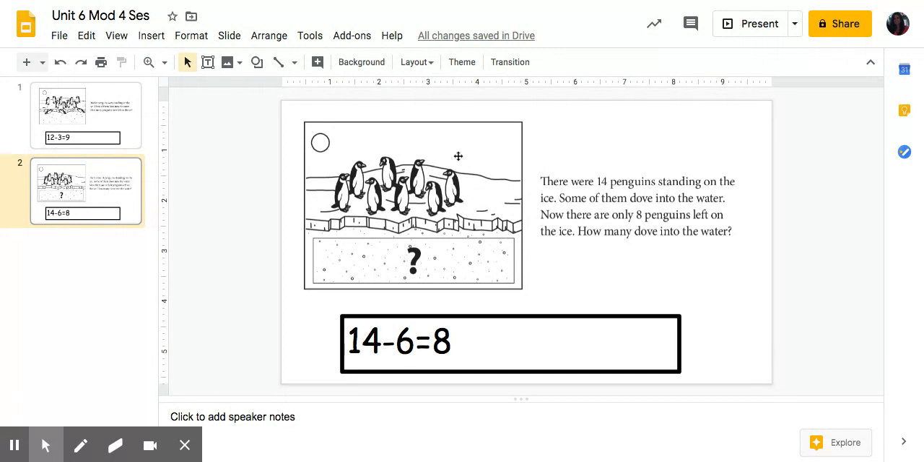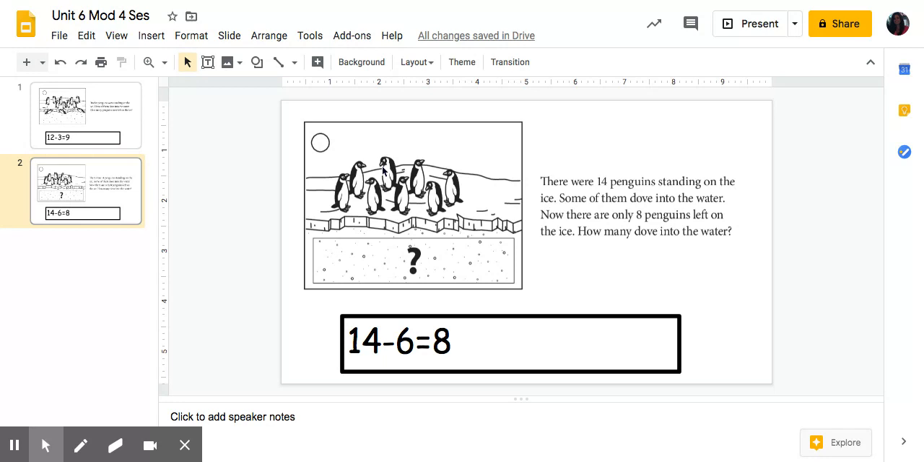We started with 14 penguins on the ice. Then 6 of them must have dove into the water because there was only 8 left on the ice. 14 minus 6 equals 8.